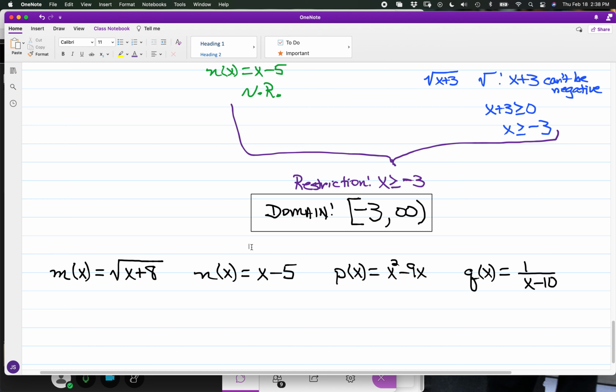All right, now for the next composition, we have a little reversal of the order, and this is where we have n composed with m of x. So we're still involving the same two functions, but again you have a switch in the order.